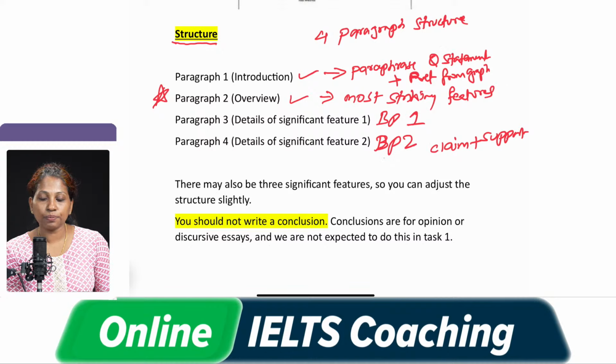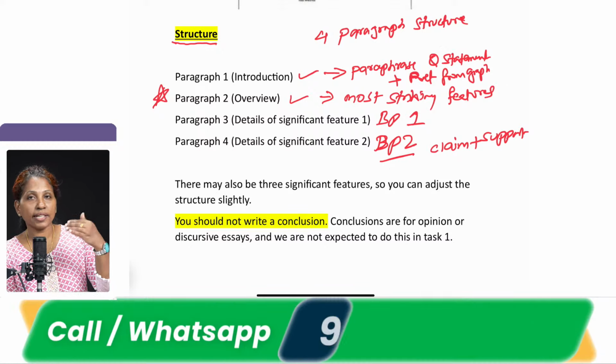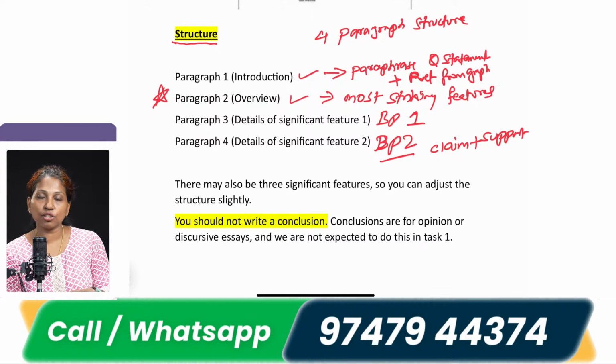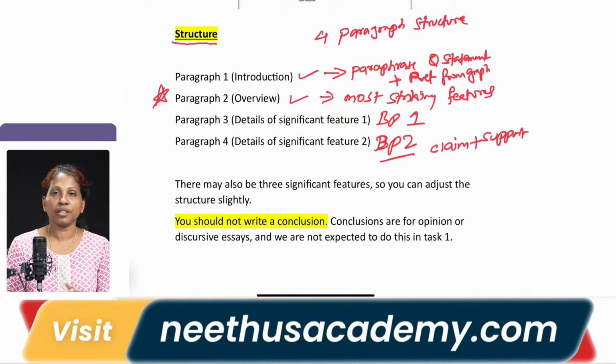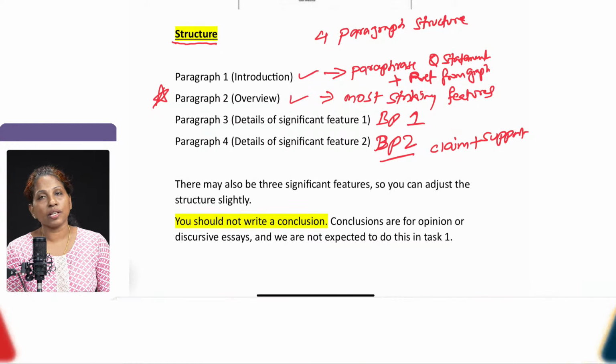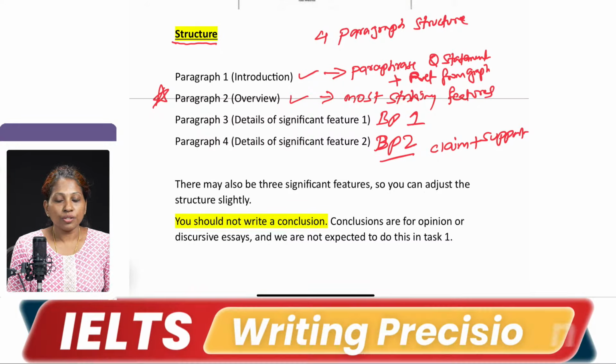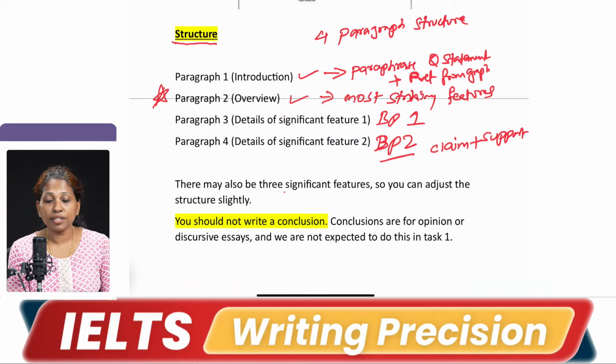Body paragraph 2. Here, the second feature which you have written in your overview has to be written with specific details. Plus, if there are any observations which you feel are relevant, you can write them down in your paragraph. Okay, that is what your structure looks like. This is what your structure is. There may also be 3 significant features.